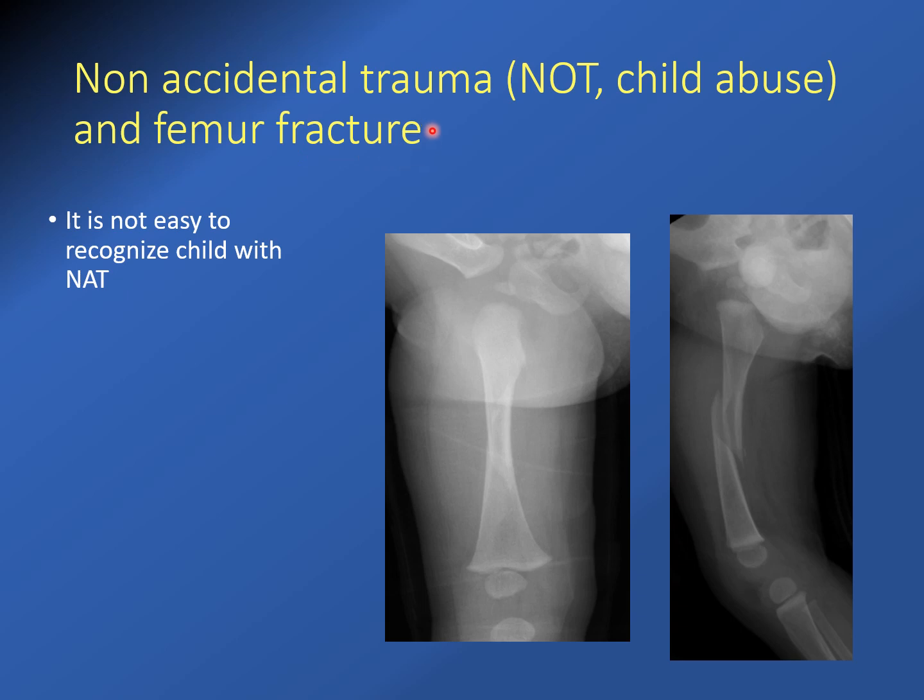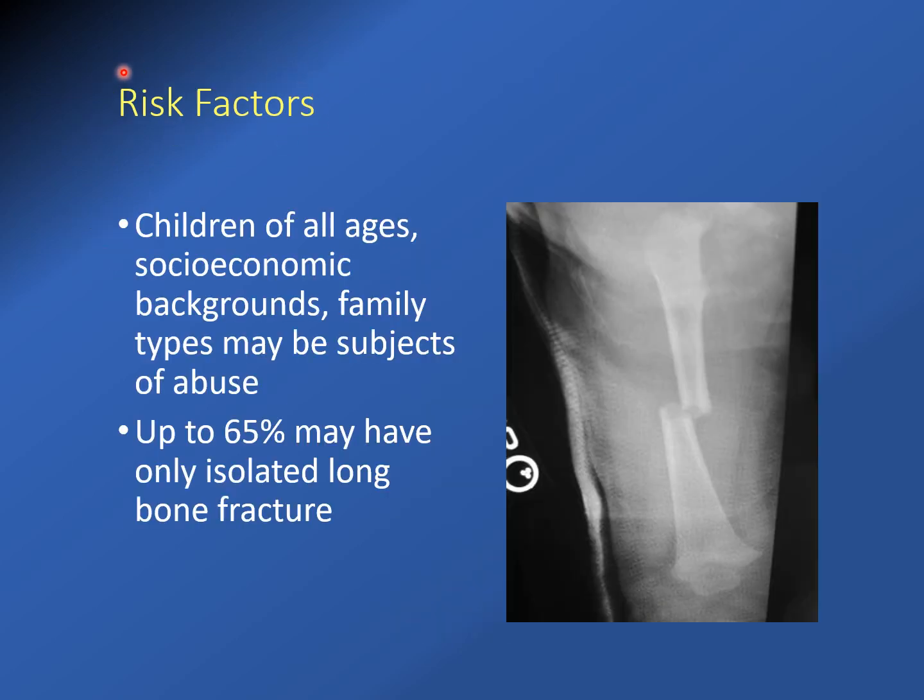There are some cases of femur fracture that are associated with non-accidental trauma. However, you have to remember that it's not easy to recognize a child with non-accidental trauma. It's not easy in every femur fracture to know if this is due to accidental injury or non-accidental trauma. So what are the risk factors that can point towards non-accidental trauma?